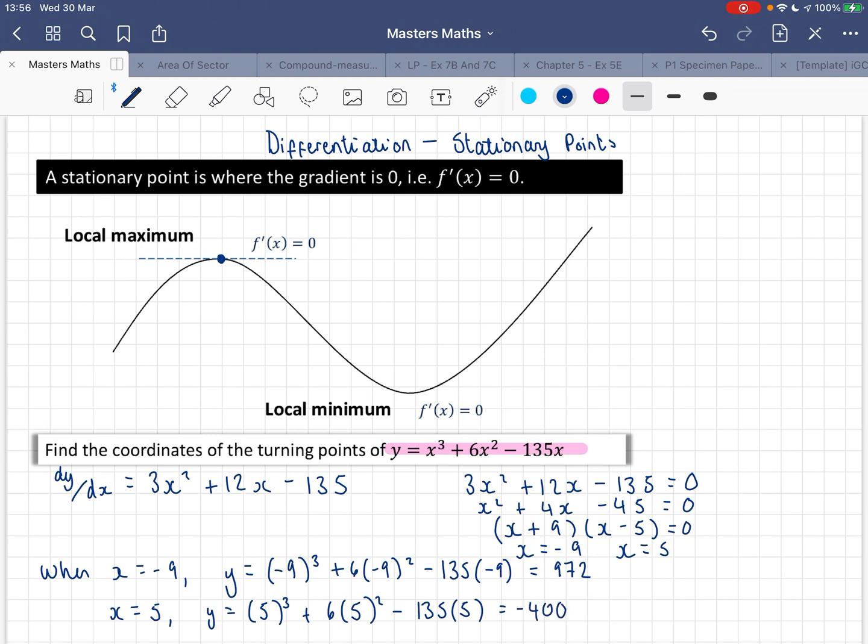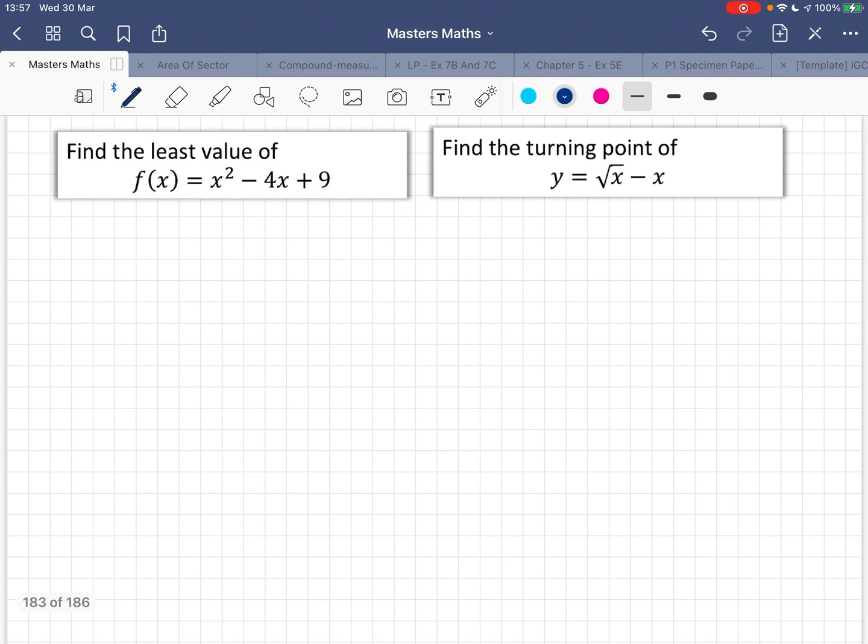negative 400. So my two coordinates are minus 9, 972, and 5, negative 400. So those are the two coordinates of my turning points, and I've fully answered that question now. So be careful of that. Make sure once you've found your x values, you use them to find the corresponding y, so you actually have the coordinates, because that is what the question has asked for. Find the coordinates of the turning points.